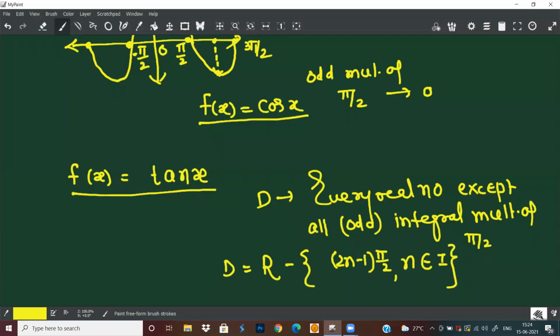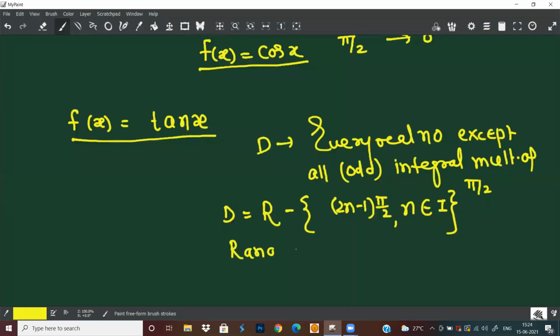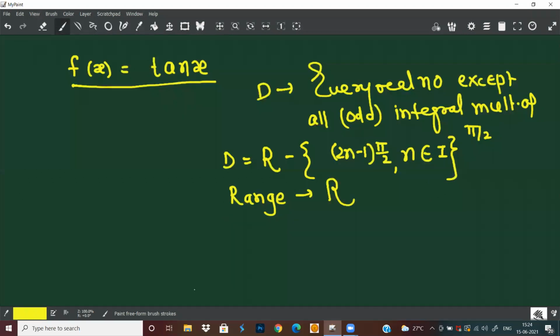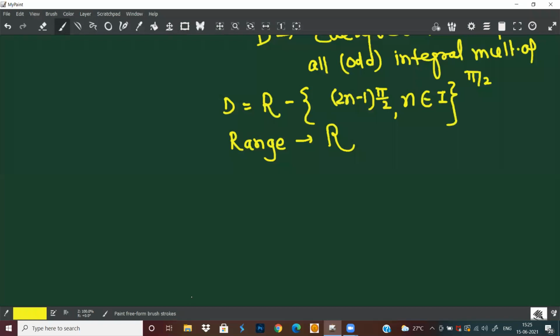Correct? This is odd number, an integer. Your n is an integer. This becomes a domain, but range के लिए कोई पाबंदी नहीं. Minus infinity से लेके plus infinity तक. That is range is set of real numbers. Okay? अभी हम लोग इसका ग्राफ बनाते हैं. We will draw the graph of f of x is tan of x.